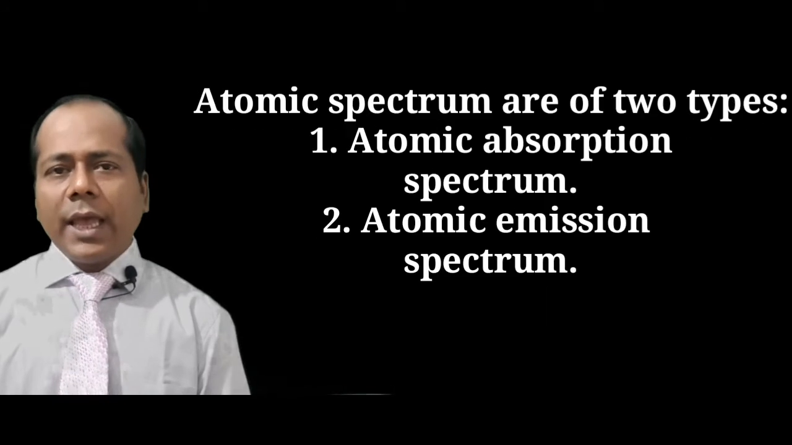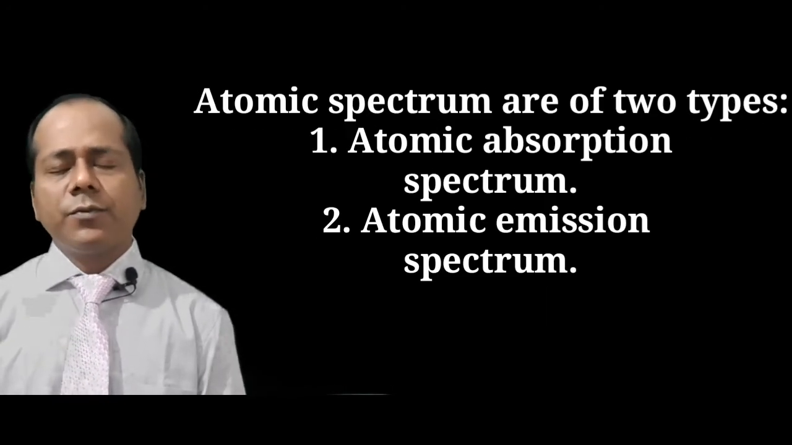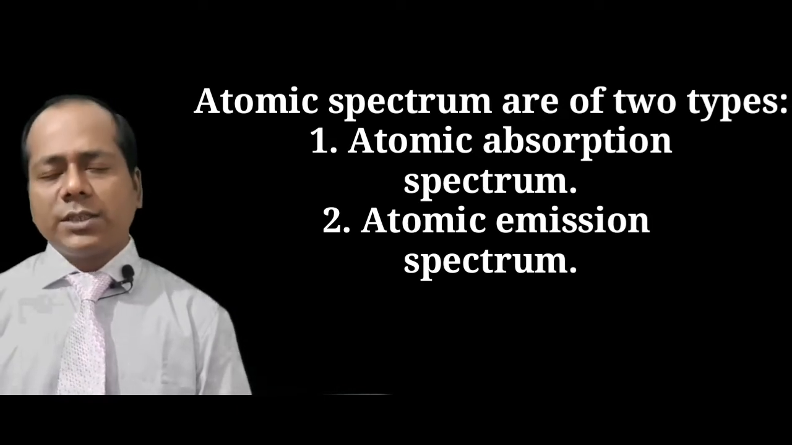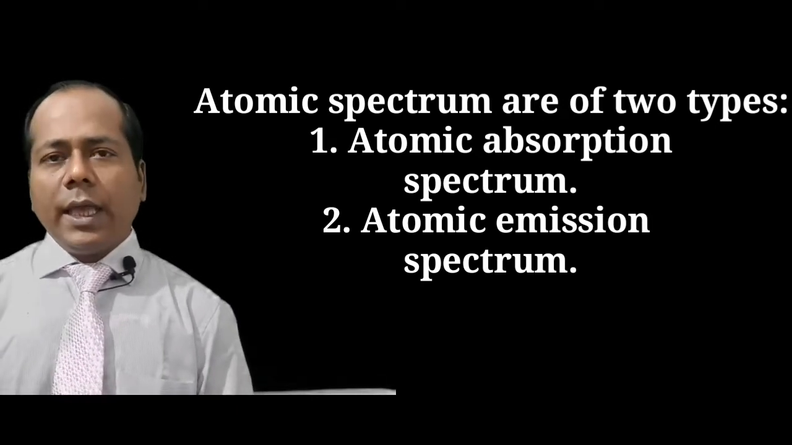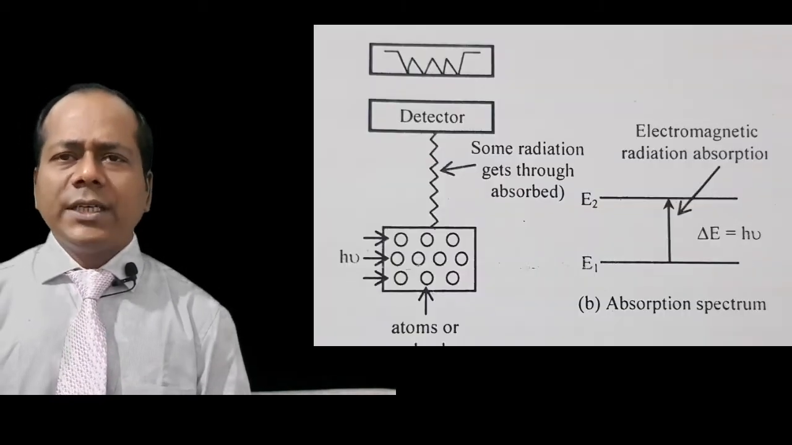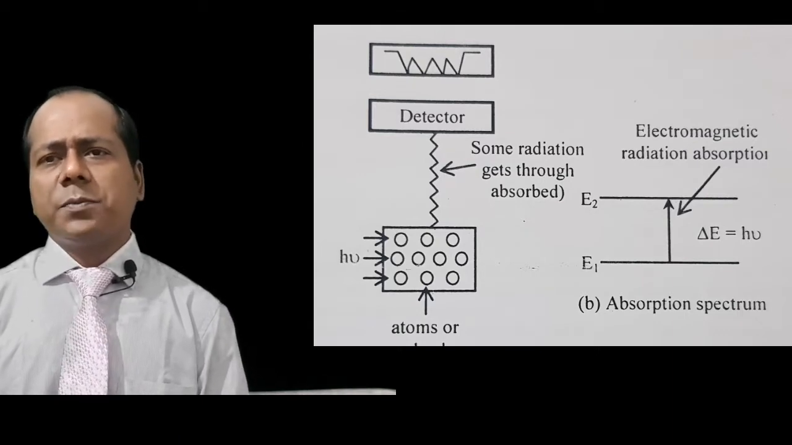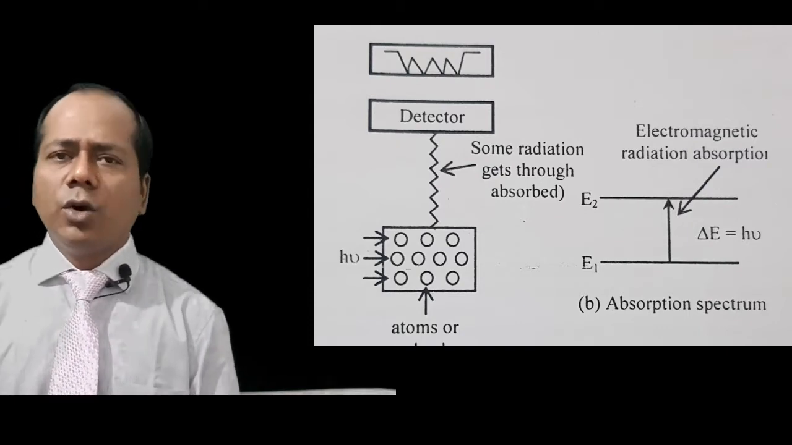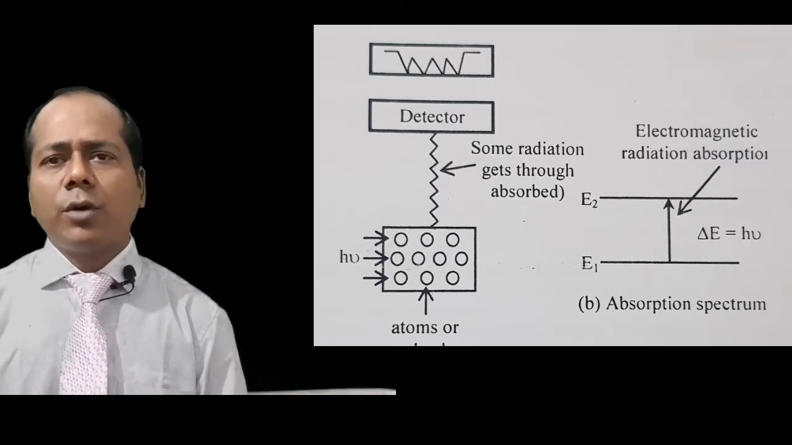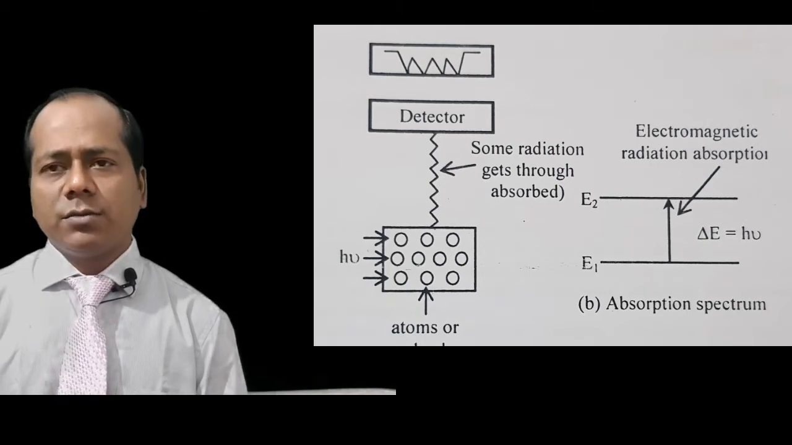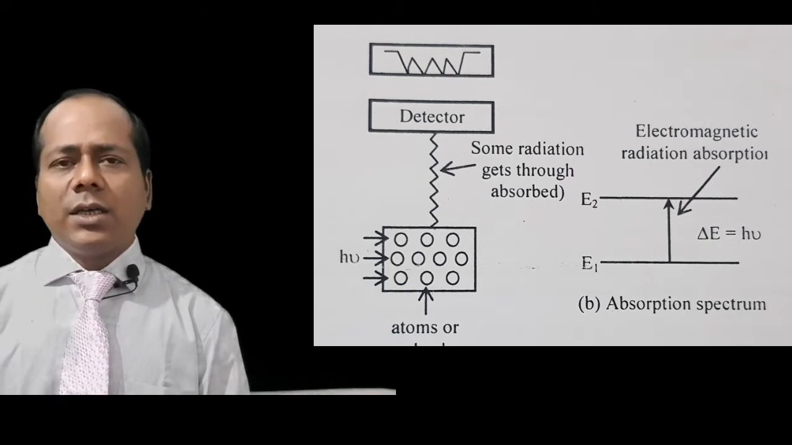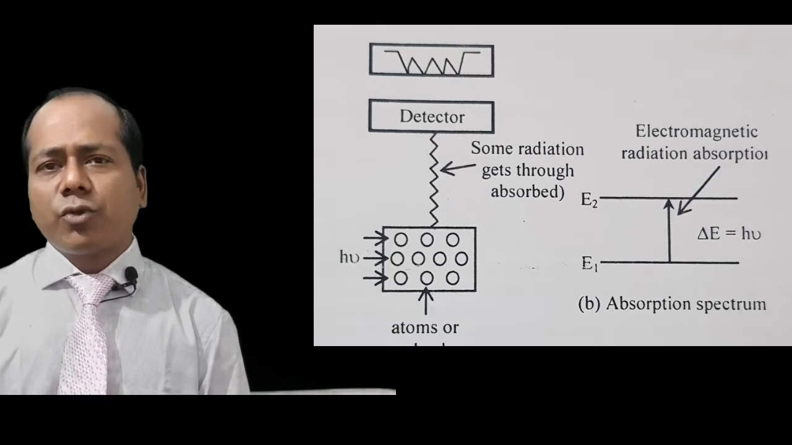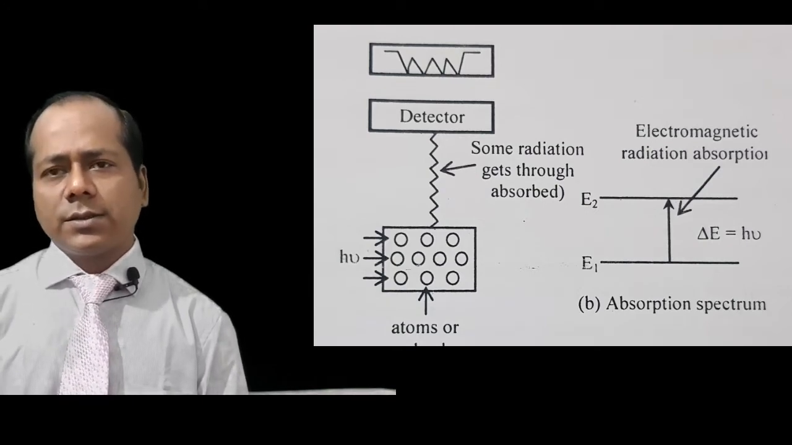My dear students, atomic spectra are of two types: atomic absorption spectrum and atomic emission spectrum. Now, atomic absorption spectrum. When radiant energy from a source is passed through an atom kept in a glass tube under low pressure, the atom absorbs some of the energy. As a result, the intensity of the incident radiant energy decreases.